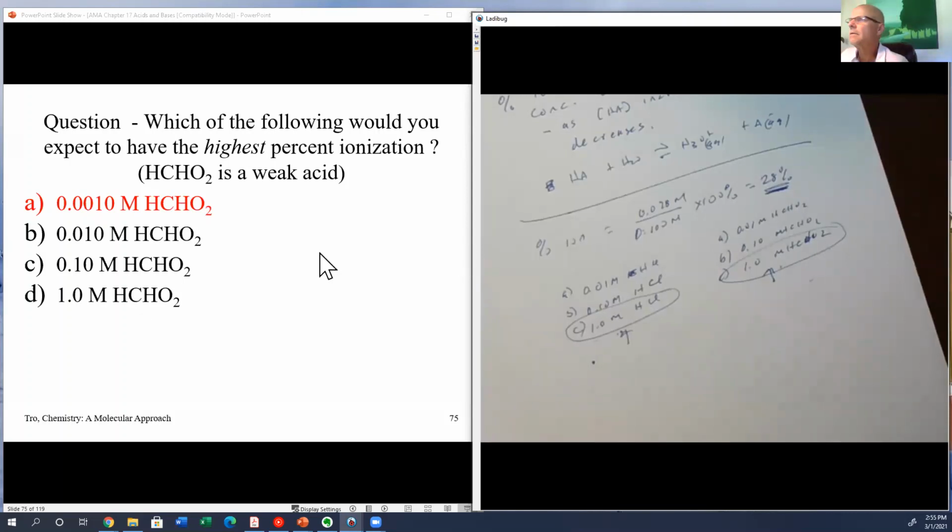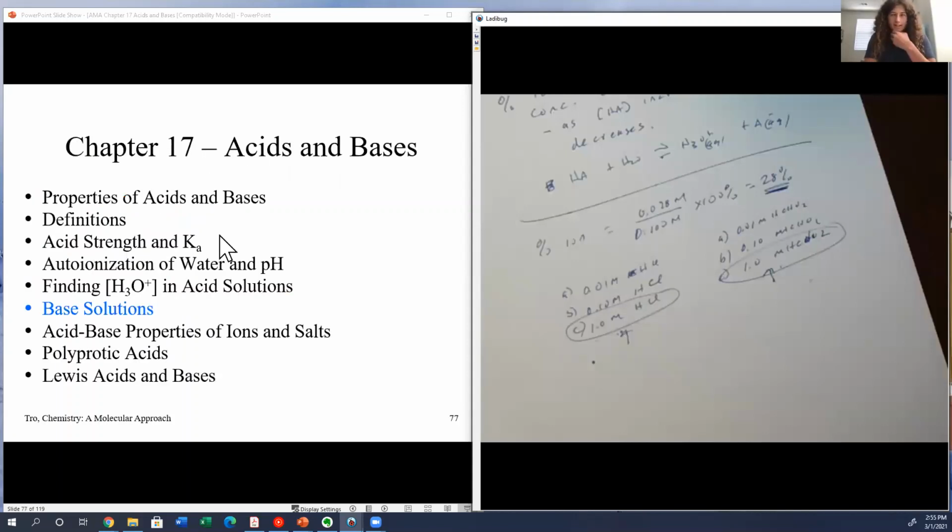All righty. Questions? Taylor, did you have a question? Yeah, so if you're given the percent ionization, can you figure out your Ka? Yep, because you're given the equilibrium over the initial, plug that into the equilibrium constant expression, and you can get Ka from that. Absolutely. Good. That's handy.